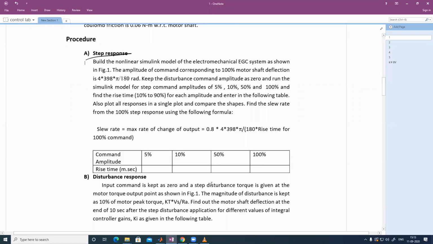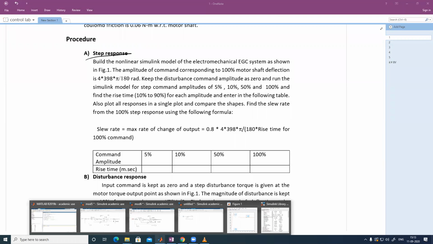Anybody? Sir, in a nonlinear model, the output depends on the magnitude of the step. Yes, it depends on the magnitude of the input step. So that is the difference.